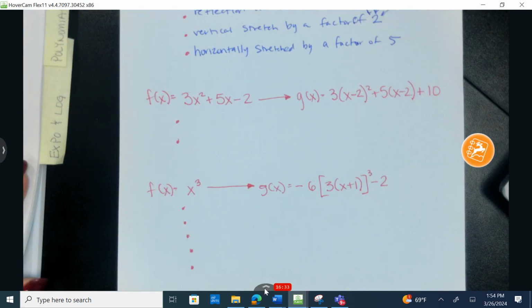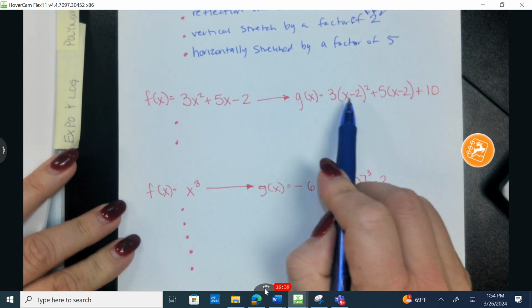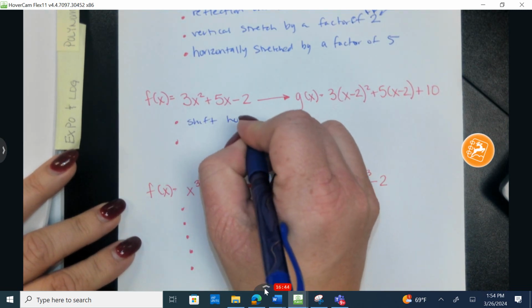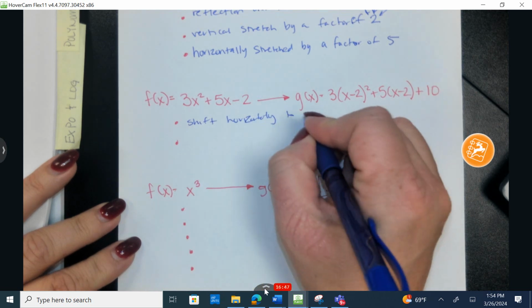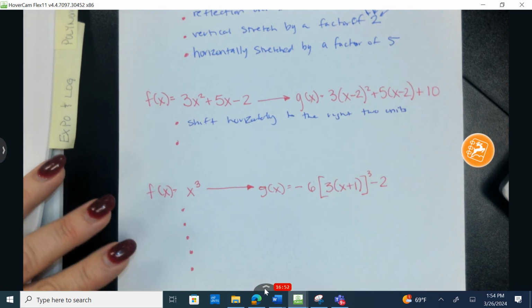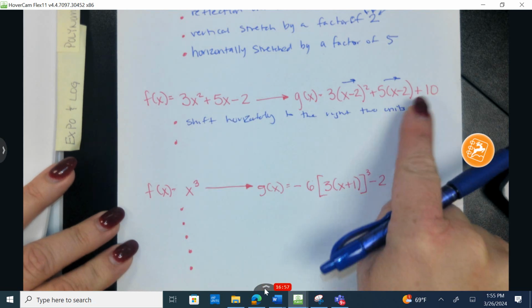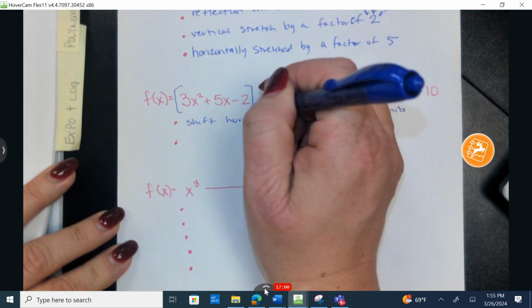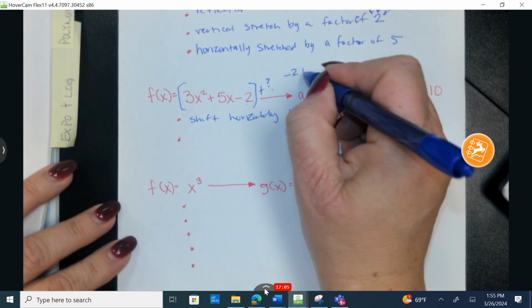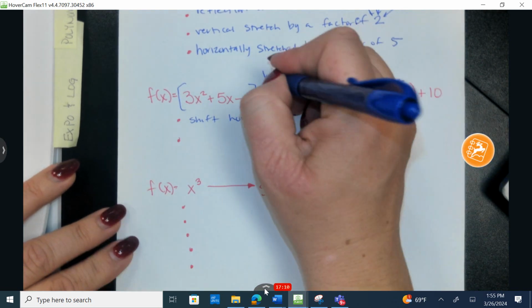For this one, I see that in the x position, we have transformed it and we have an x minus 2. So we're going to shift horizontally to the right 2 units. Now look, we went from -2 and now we're up to 10. So I took this original function and what did I have to add to it? -2 plus what value gives me a 10? I must have added a 12.